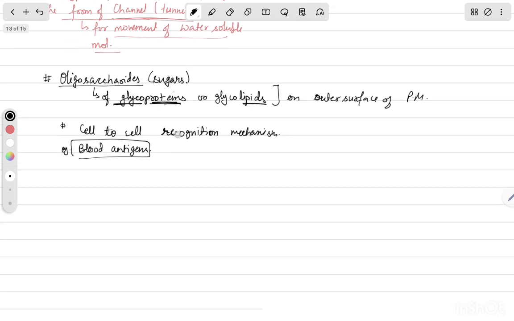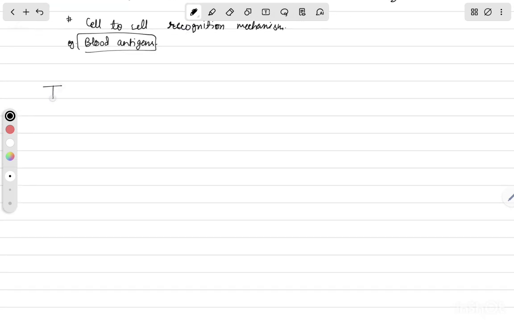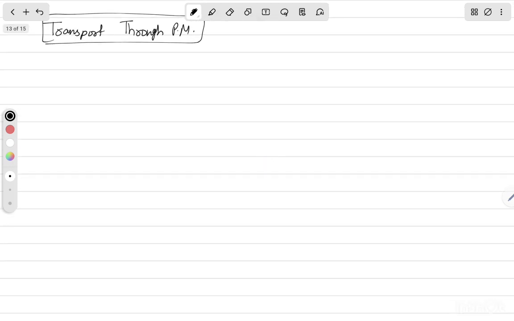Next topic of plasma membrane will be transport through plasma membrane. It is a very small topic. We'll finish this topic, and in the upcoming lecture we'll be discussing the endomembrane system. Four organelles are included in the endomembrane system. So, transport across plasma membrane.